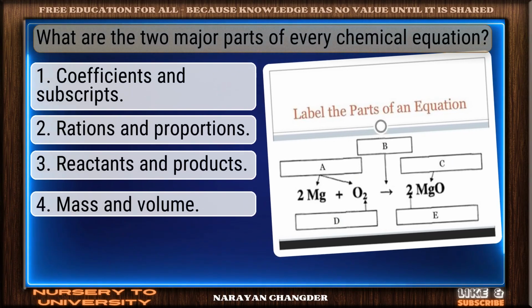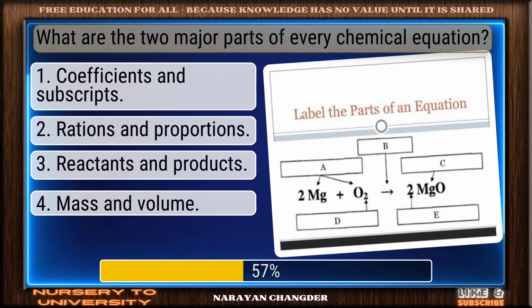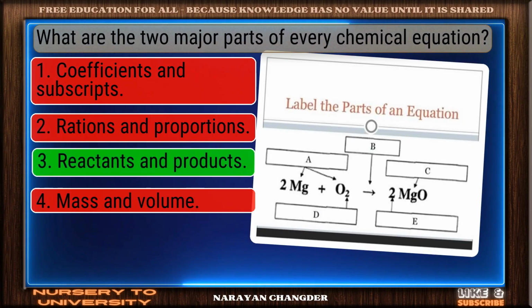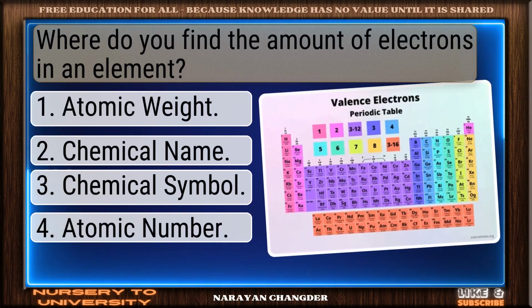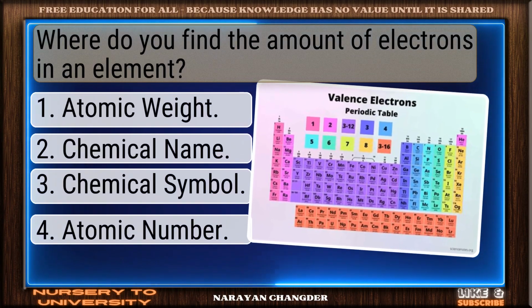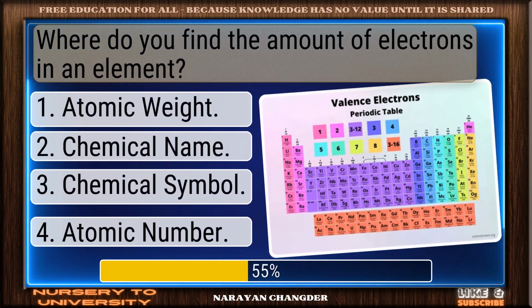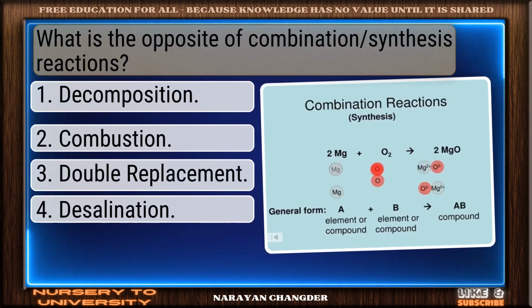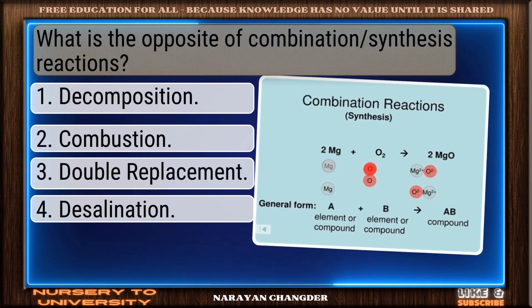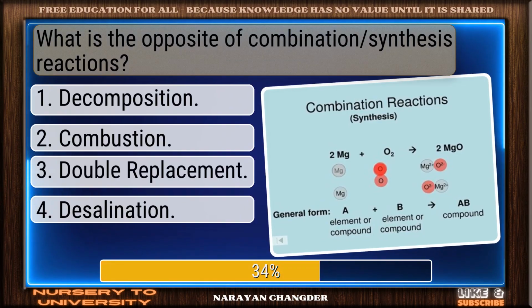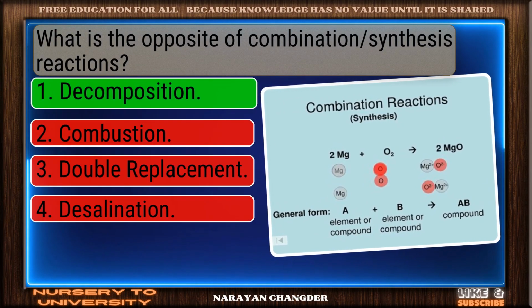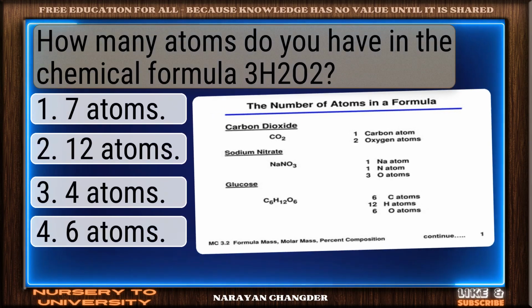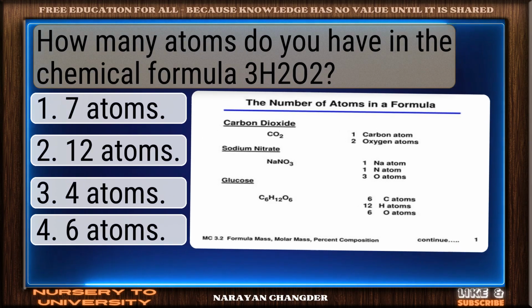What are the two major parts of every chemical equation? Correct response. Reactants and products is the most accurate answer. Where do you find the amount of electrons in an element? You got it. Your choice atomic number is right. What is the opposite of combination synthesis reactions? Strong choice. Decomposition is the right answer. How many atoms do you have in the chemical formula 3Fe2O2?